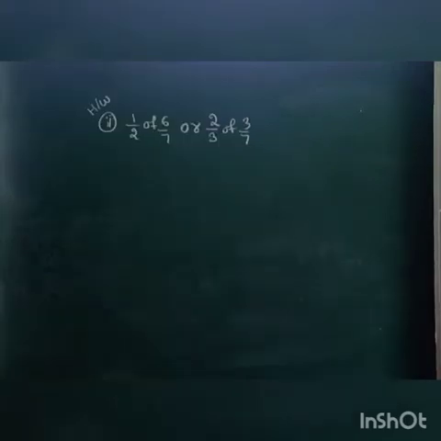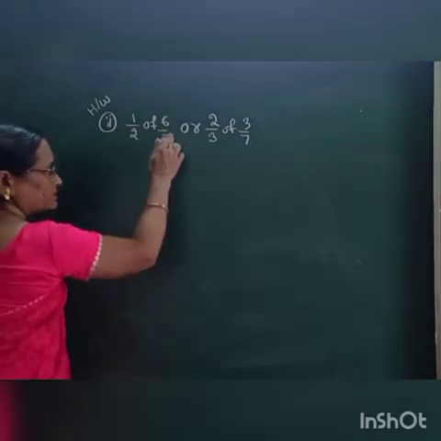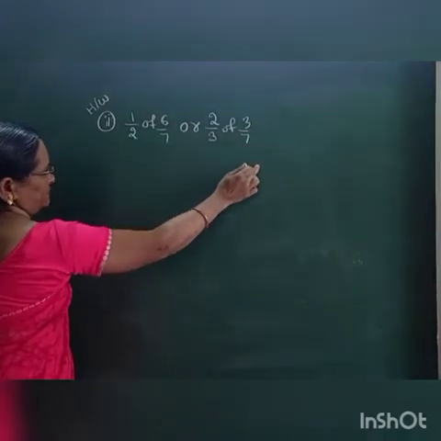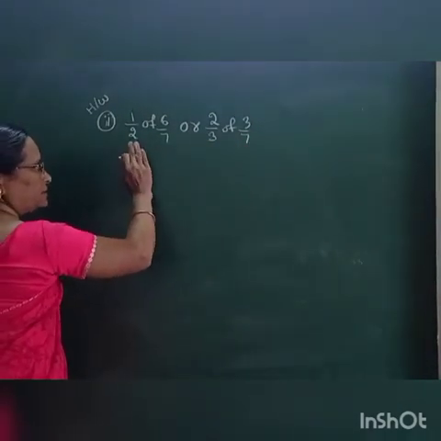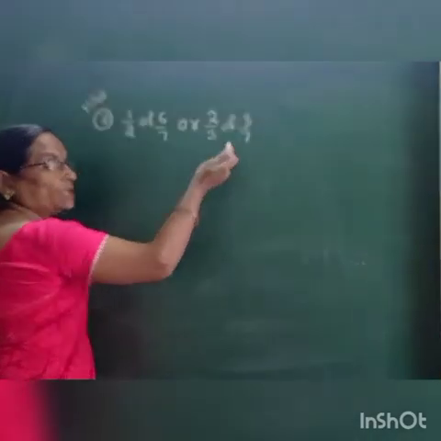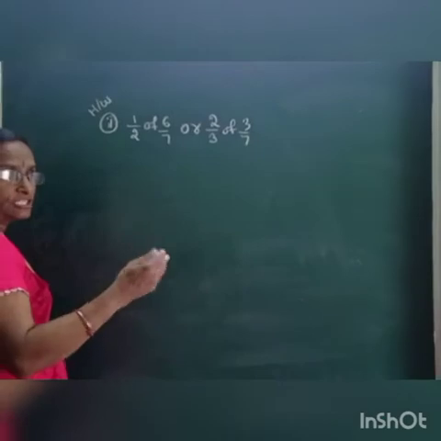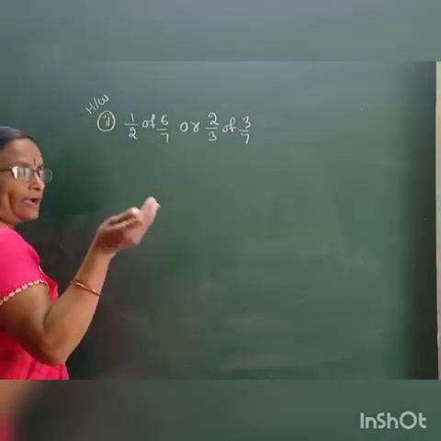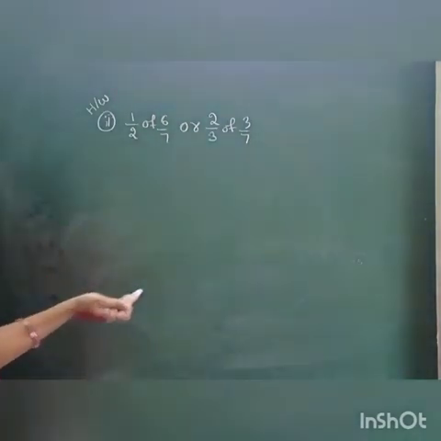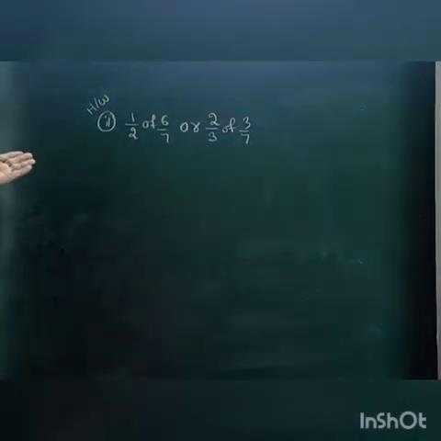Second one, do as a homework. Same method you have to follow. 1 by 2 into 6 by 7, 2 by 3 into 3 by 7. Here you multiply these two, you see what you will get. And this side also. In order to convert to like fractions, you have to find the LCM, and then multiply. And then you can find which is greater and write: either this is greater or this is greater. Write this homework in the classwork only.